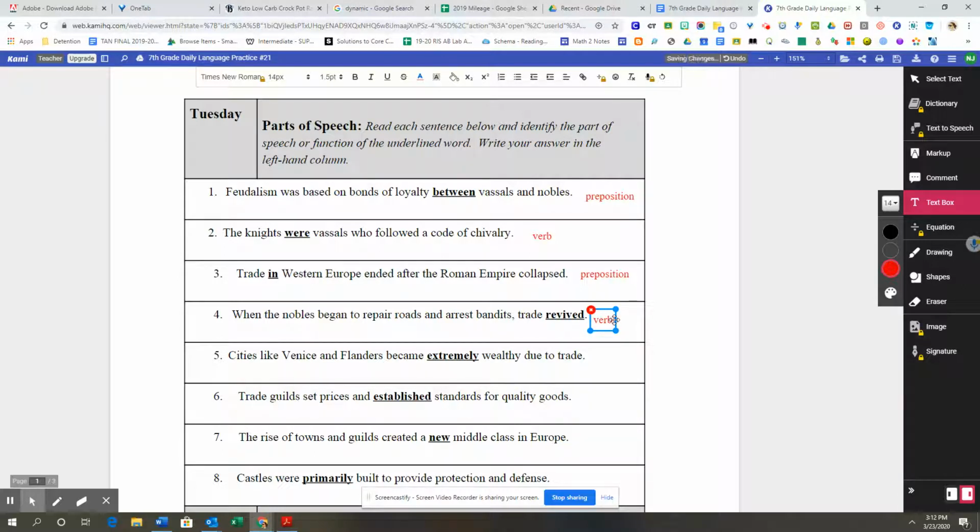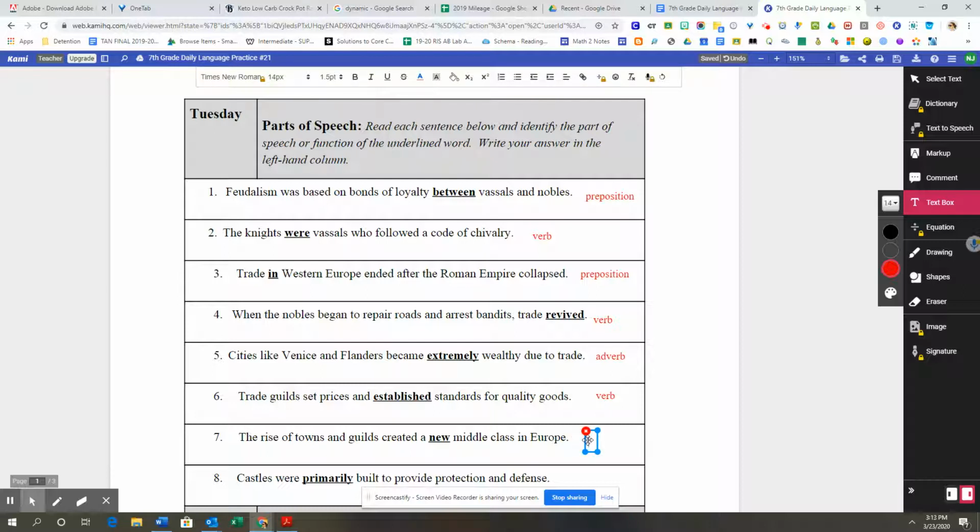Cities like Venice and Flanders became extremely wealthy. This extremely should give you two clues. Usually this type of part of speech ends in ly, not always, but it also shows frequency and how much or how often. So they became how wealthy? Extremely wealthy. This is a great example of an adverb. Trade guilds set prices and established standards. Established is a verb showing its action in the sentence.